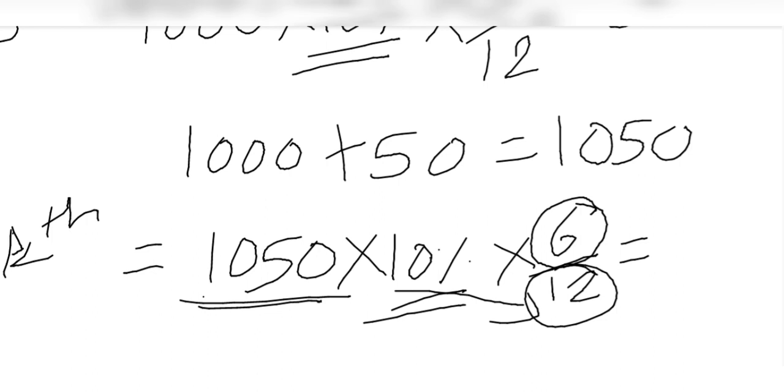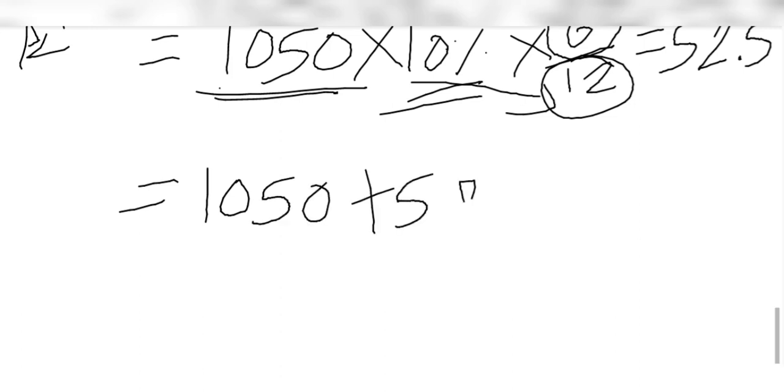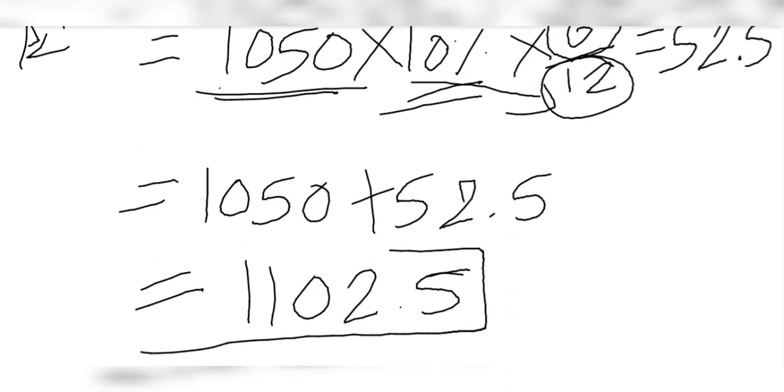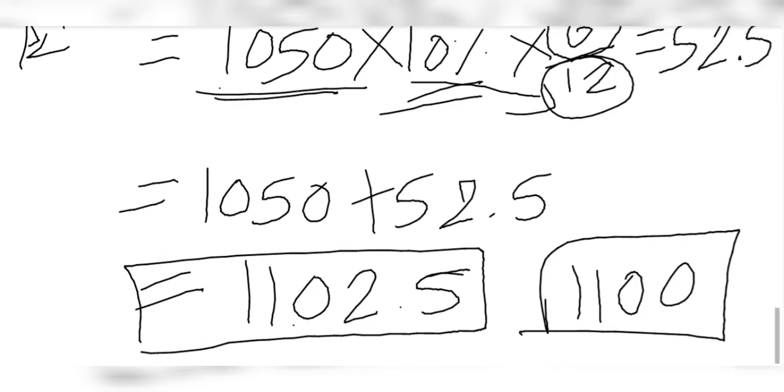So this comes to 52.5. So the closing balance is 1050 plus 52.5, which is equal to 1102.5. In the last example we received 1100 because interest was paid annually.